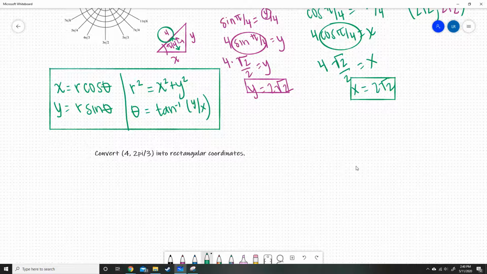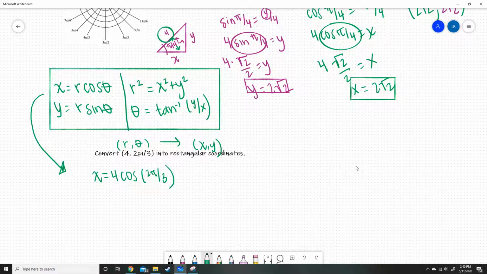Okay, hopefully you had enough time to work on that on your own. Now, we are just going to use this information here. We know that we are starting with (r, theta), and we want to go to (x, y). So we need to figure out what is x and what is y. Well, x equals r cosine of theta, so 4 cosine of 2 pi over 3. And y equals 4 sine of 2 pi over 3. Now it's a matter of simplifying.